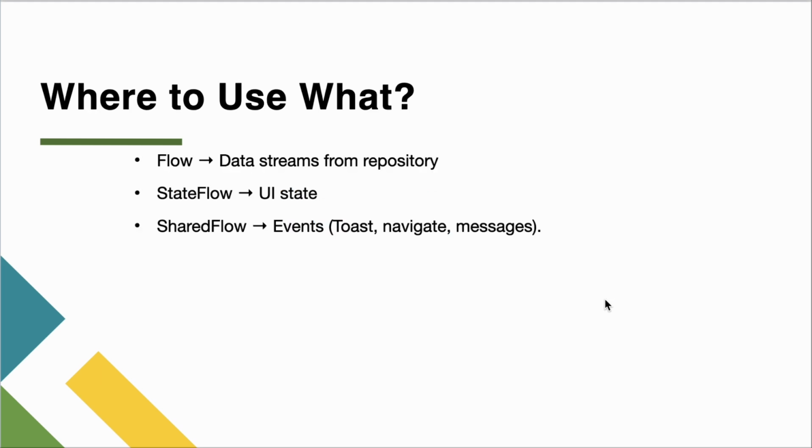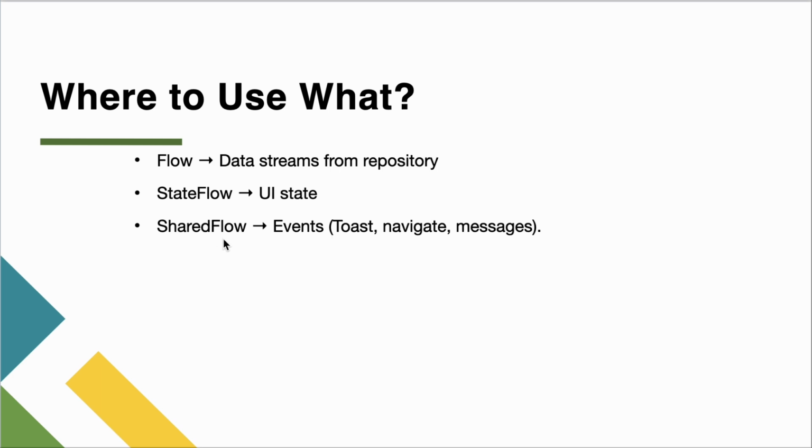All right. So, where to use what? Flow can be used for data streams from a repository, where you pass it from a repository to a use case or a ViewModel class. StateFlow can be used for UI state, as I've mentioned. SharedFlow can be used for events like toast, navigate, or messages, where you just want to emit the data. For example, you want to show toast messages or navigation messages or any other kind of event, or you want to do any kind of broadcast. There you can make use of SharedFlow.